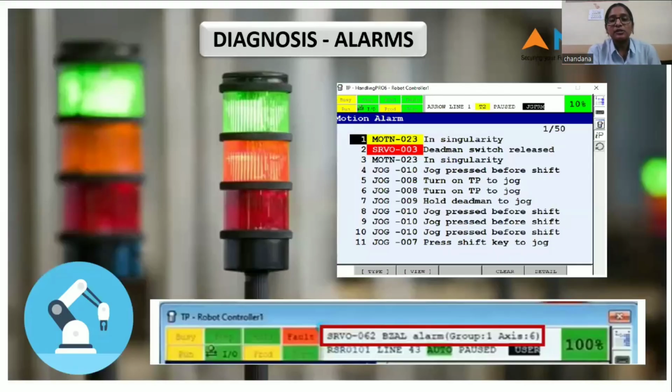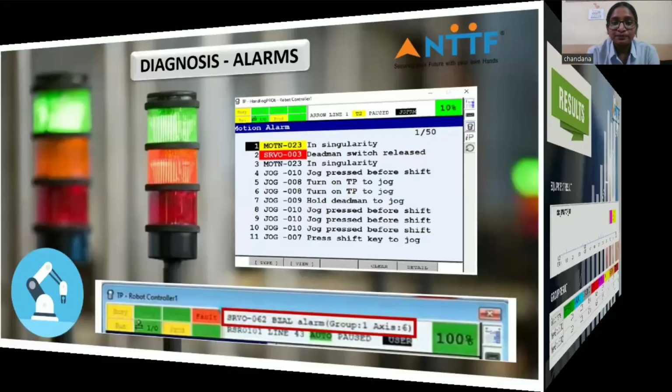Next, we have diagnosis. As I said, diagnosis is about alarms. It is basically used for checking any alarms in depth. The first image is one of the alarms in a robot, where it's written that the deadman switch is released. While operating that robot, it is compulsory to hold a deadman switch, but it is released, so there is an alarm indicated. And the second image shows the alarm that is shown by the dashboard.